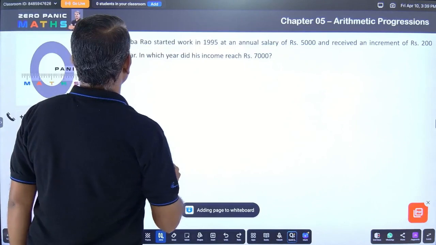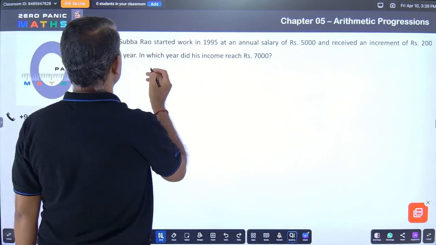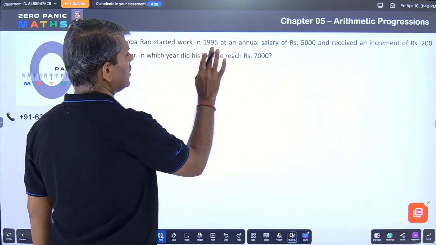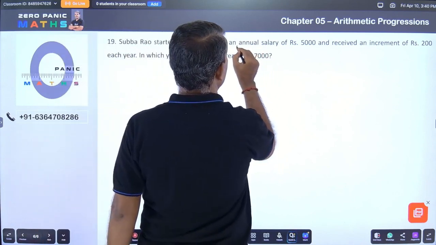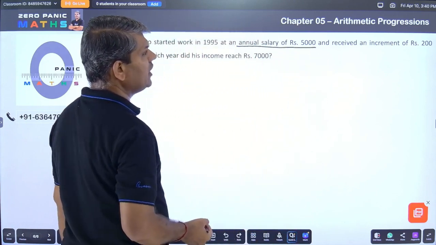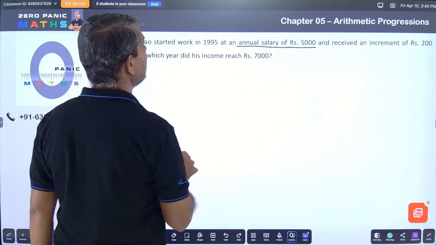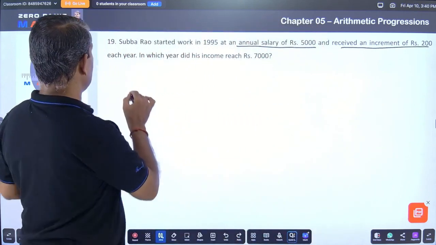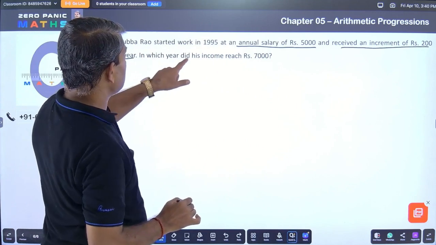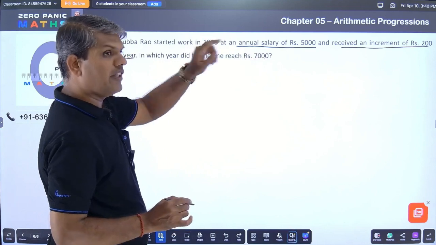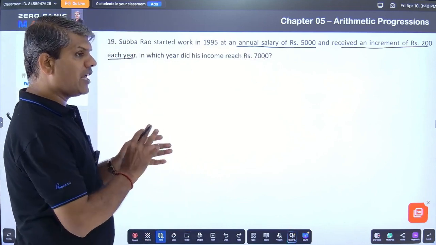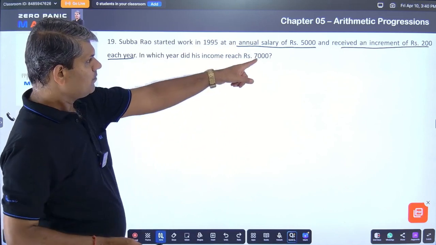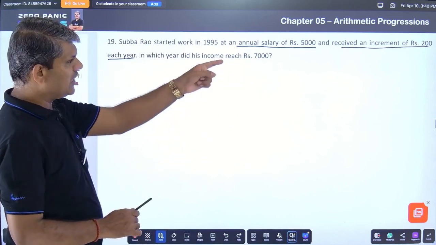Now this problem is a little bit descriptive. Subba Rao started the work in 1995. Just ignore that, that is not at all required. What we want is, he started with an annual salary of 5,000 and received an increment of 200 each year. 200 is added to his salary for every year. In which year did his income reach 7,000? So we need to first write the arithmetic progression with the given information and find the value of n for which the nth value reaches 7,000.